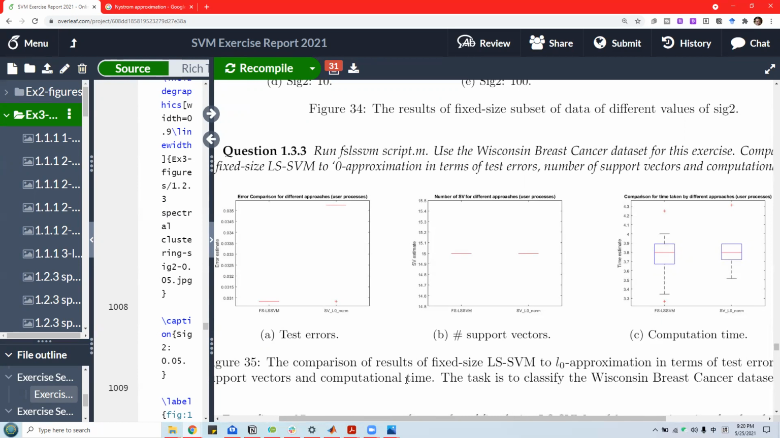I got a different result. Sorry, I got a different result. In my SVM with L0 norm, I get a smaller number of support vectors. Not the same. From your figure, the support vectors seem the same, almost like 15.